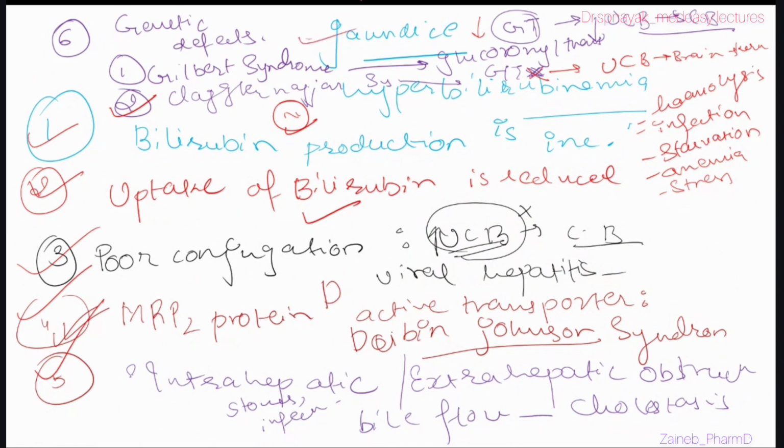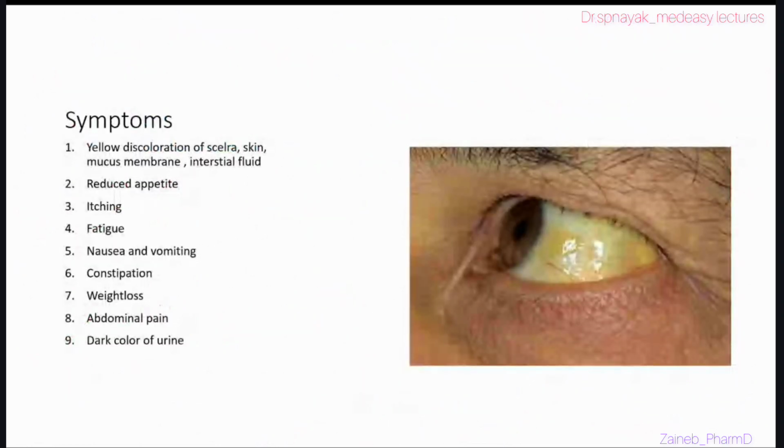Okay, so these are the mechanisms by which hyperbilirubinemia presents that leads to the occurrence of jaundice. Now, what happens in the symptoms of jaundice? There is a yellow discoloration of the sclera. As you can see, there is a prominent yellow discoloration of the sclera. The sclera becomes yellow in color.